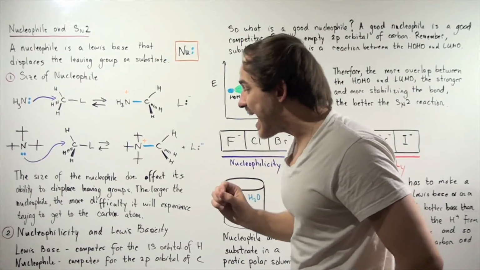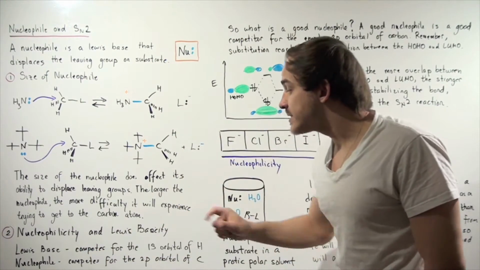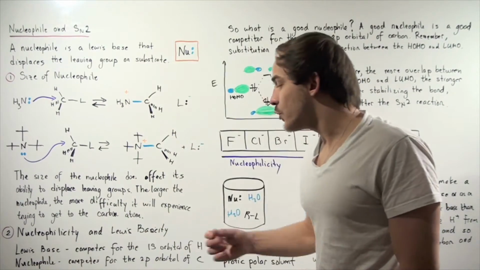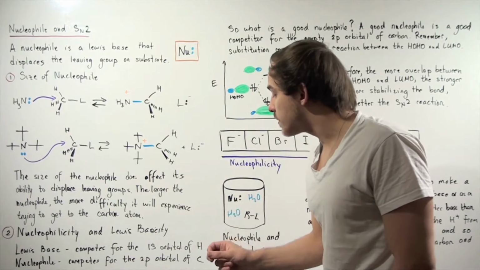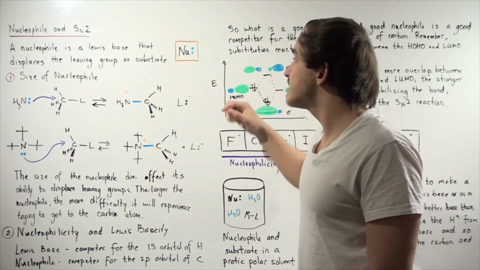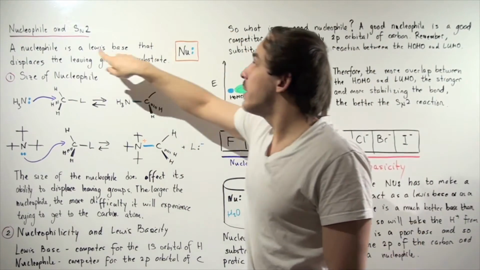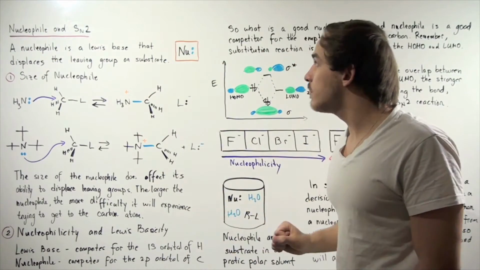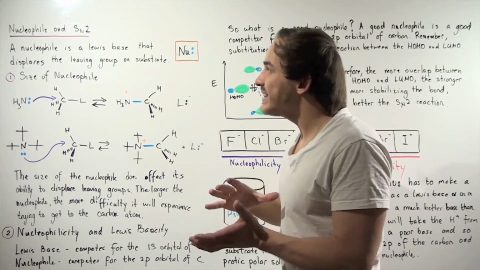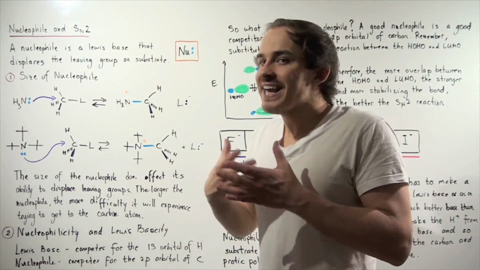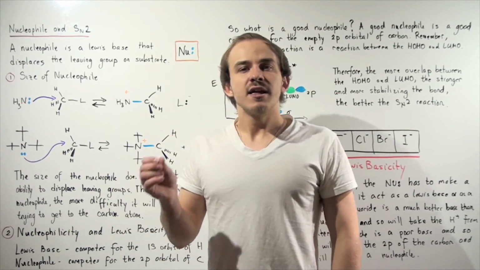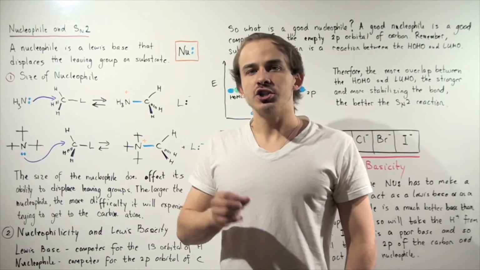But a Lewis base is actually a molecule that competes for the 1s orbital of the H atom. And the nucleophile is a molecule that competes for the 2p orbital of the carbon atoms. So yes, both the nucleophile and the Lewis base have a lone pair of electrons, but the nucleophile competes for the 2p orbital and the Lewis base competes for the 1s orbital. So they're not exactly the same thing. So we can't say that if we have a molecule that's a good Lewis base, that molecule is also a good nucleophile.